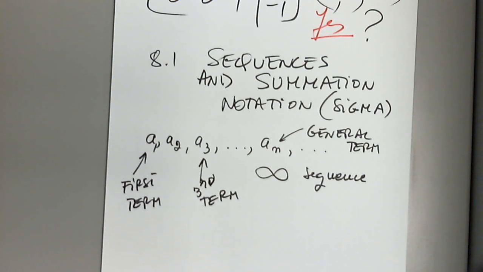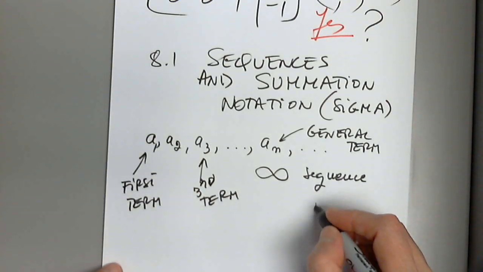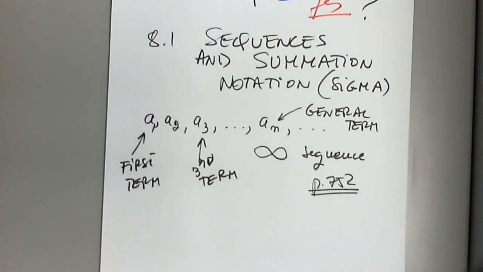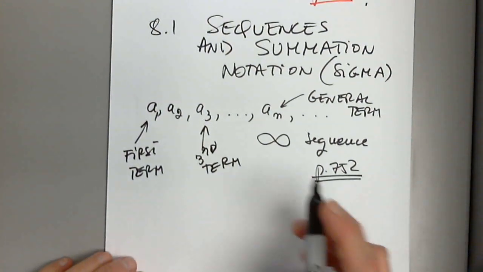Okay, so first let me just say that sequences can be given to us in two different ways. I'm just trying to find the page we're going to work on. Last page for this semester is page 752. This is it. Okay, a sequence can be given to us in two different ways.